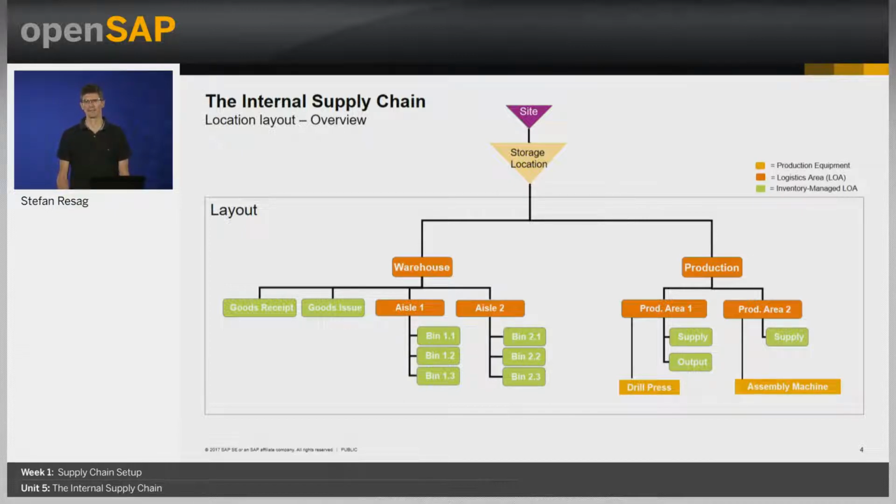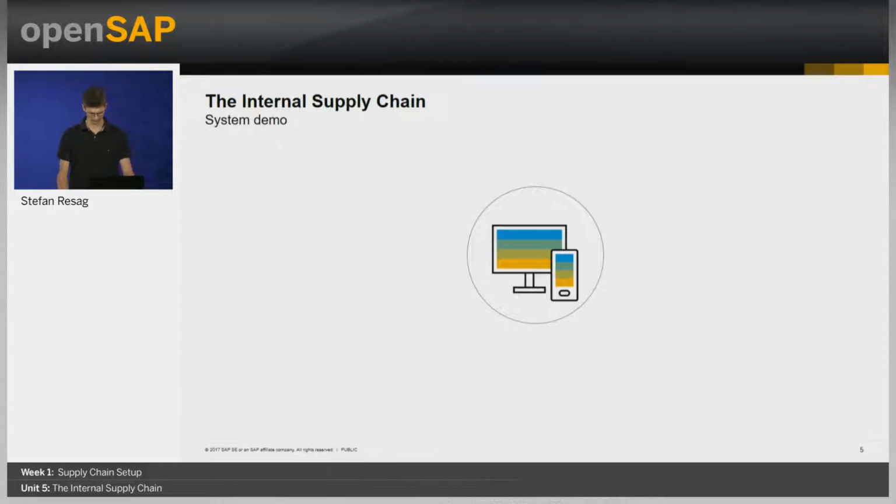There could also be dedicated logistics areas to supply components to production lines. With that, you can see the flow of materials through production. Please note that inventory management is only enabled for the green logistics areas. In fact, it can only be enabled for one level of the hierarchy. Once for a logistics area the inventory managed indicator is set, you will be able to store products there. Let us have a first look in the system.